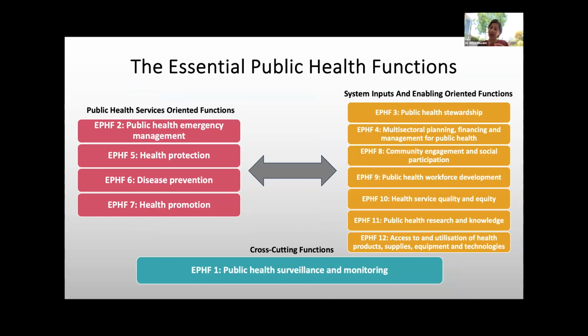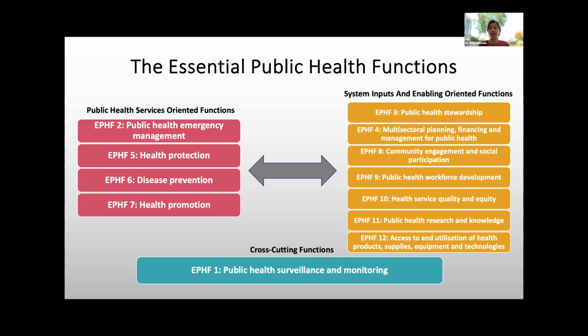So what exactly are these essential public health functions that we need to name? There are 12, as I've stated, that sit in 3 buckets. The first is around cross-cutting functions, and I think many will agree that EPHF1, which is around public health surveillance and monitoring, really underpins all of our decision-making and what we decide to do in terms of public health. On the left-hand side, you can see the EPHFs that are related quite specifically to public health service orientation. So these include public health emergency management, but also health protection, prevention, and health promotion that happen within emergencies and in the due course of our work.